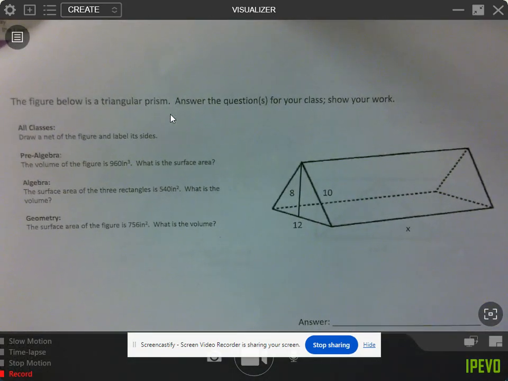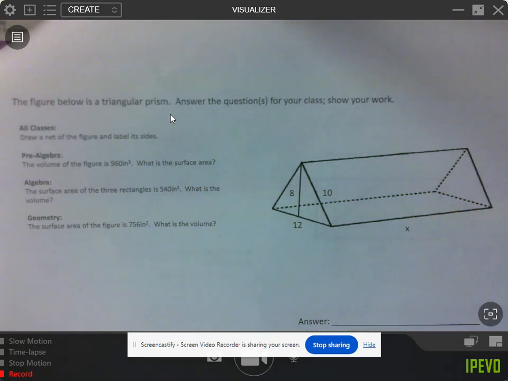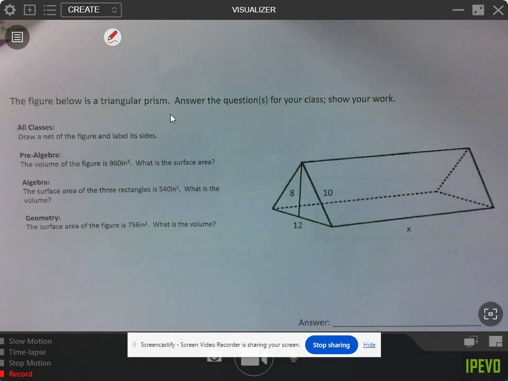We have to draw a net of our triangular prism. That's what all classes have to do, and we don't need to do an answer because we don't have a question for Math 6. We just have to do the all classes.